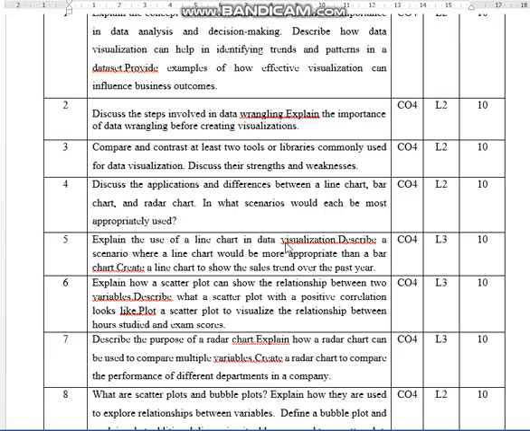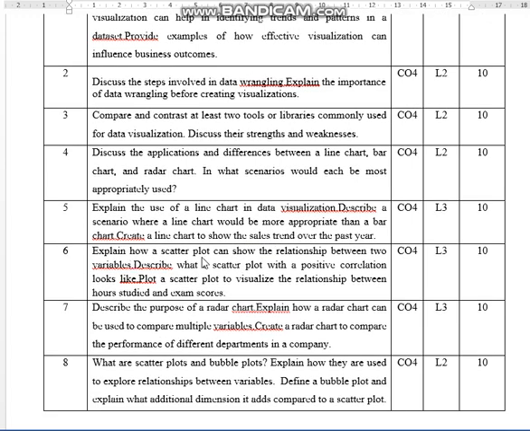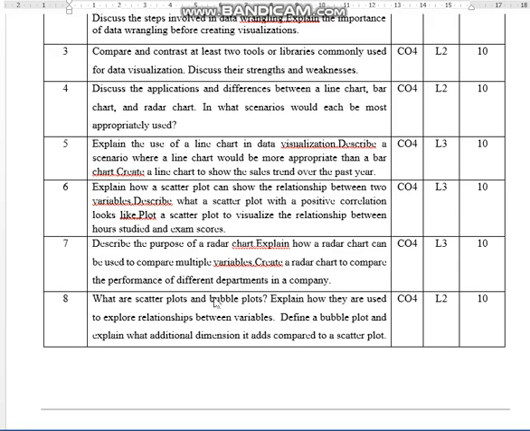Explain the use of line chart in data visualization. Describe a scenario where a line chart would be more appropriate than a bar chart. Create a line chart to show the sales trend over the past years. Explain how a scatter plot can show the relationship between two variables. Describe what a scatter plot with a positive correlation looks like. Plot a scatter plot to visualize the relationship between hours studied and exam score.